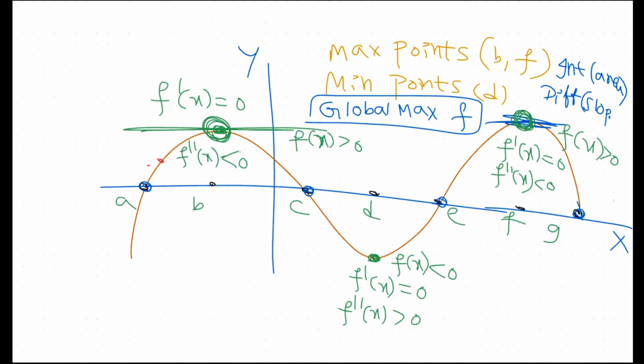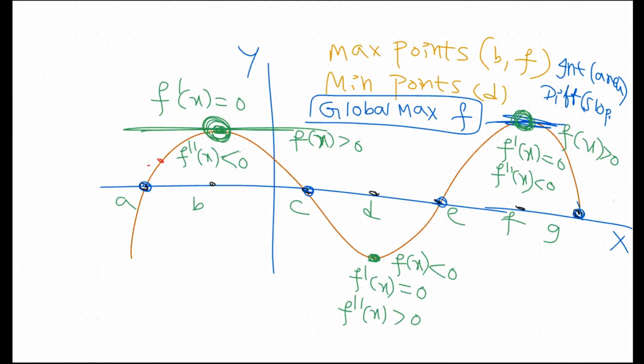Correct or not? Yes. Now, where will f double dash be less than 0? At maximum points, f double dash is less than 0. At minimum points, f double dash will be greater than 0.